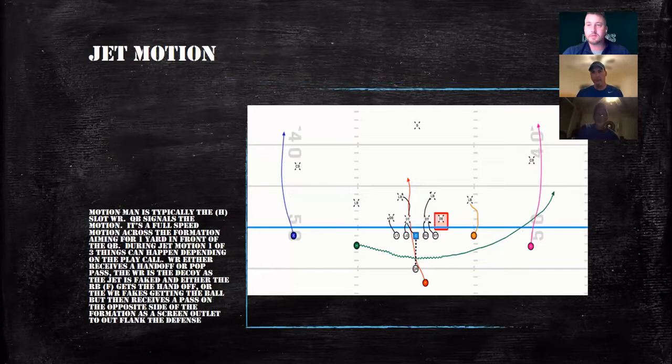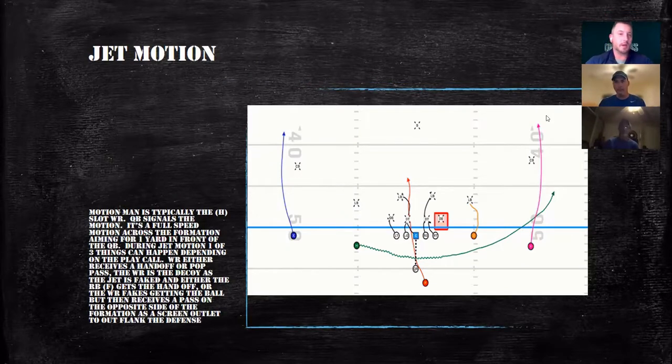All right, the first motion is our jet motion. Let's move this around so you can see a little better. Most of us use jet motion, but it's typically just for our H receiver, our slot receiver. The QB signals the motion in. It's a full speed motion across the formation. The motion man aims about one yard in front of the quarterback, because we do a handoff. We don't do a little pop pass. I would like to, but every time I've tried it, the timing has not been right, so I haven't been brave enough to call it.